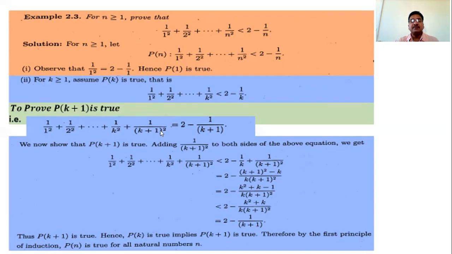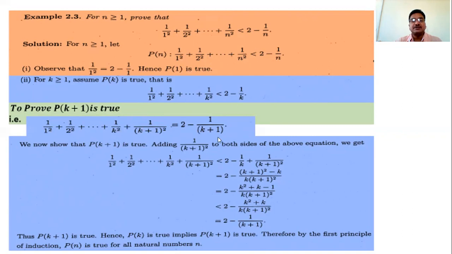What is the previous term of 1/(k+1)²? The previous term is 1/k². We also write the previous term: the previous term of 1/2² is 1/1², that is, subtract 1. So k+1 minus 1 means k². So this is the previous term. Then substitute n equal to k+1 on the right side: 2 minus 1/(k+1).